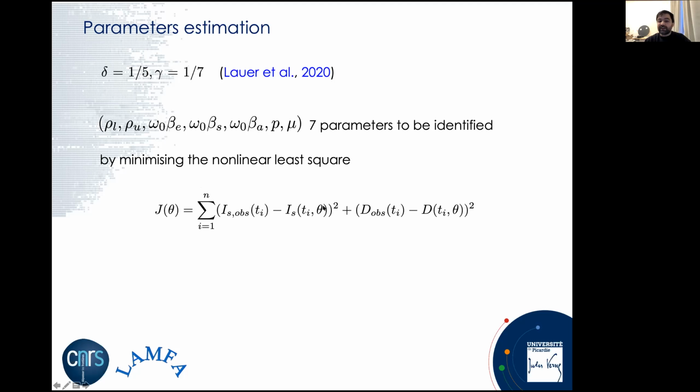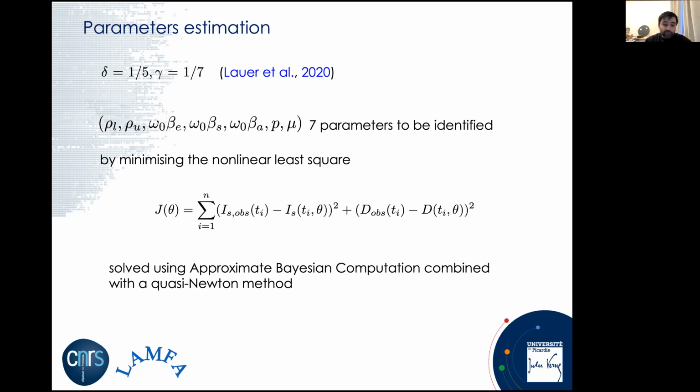So we have access to this data: the number of infected. We also add, and I say that I did not want to be pessimistic, the number of deaths. So we use these two types of data to make our identification. The method we use is approximate Bayesian computation combined with quasi-Newton. Why is also a question.